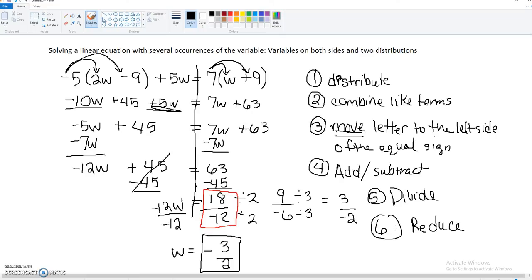And also you may have some problems where up here, sometimes in this case, the variable might cancel. Okay, like for example, let's say that this was a negative 10 and this was a positive 10 and it canceled. Well, then your letter's over here and you kind of go from step 2 to step 4 is what happens if you end up getting a problem like that. Otherwise, you distribute, combine like terms, move your letter, add, subtract, divide, reduce.